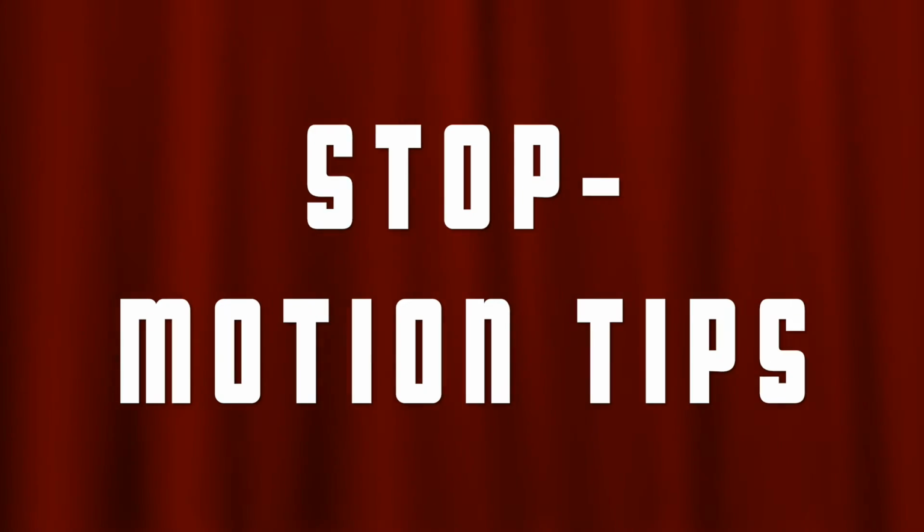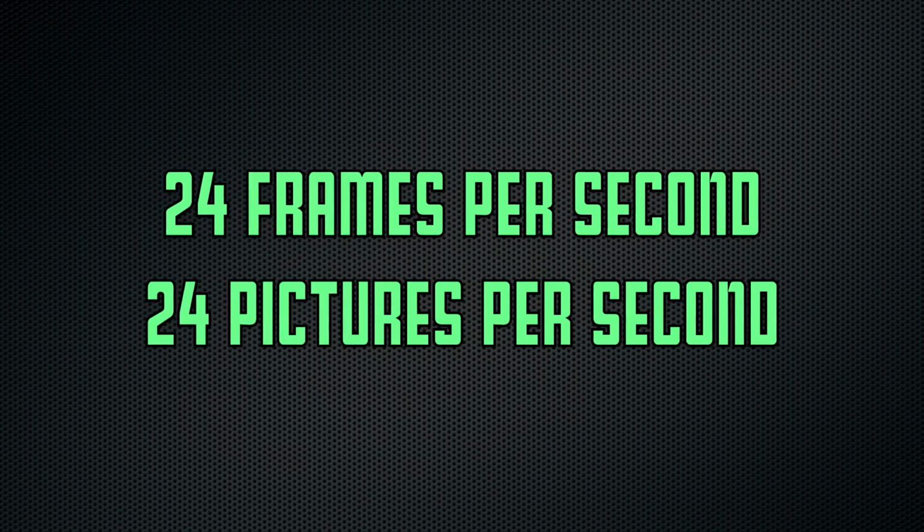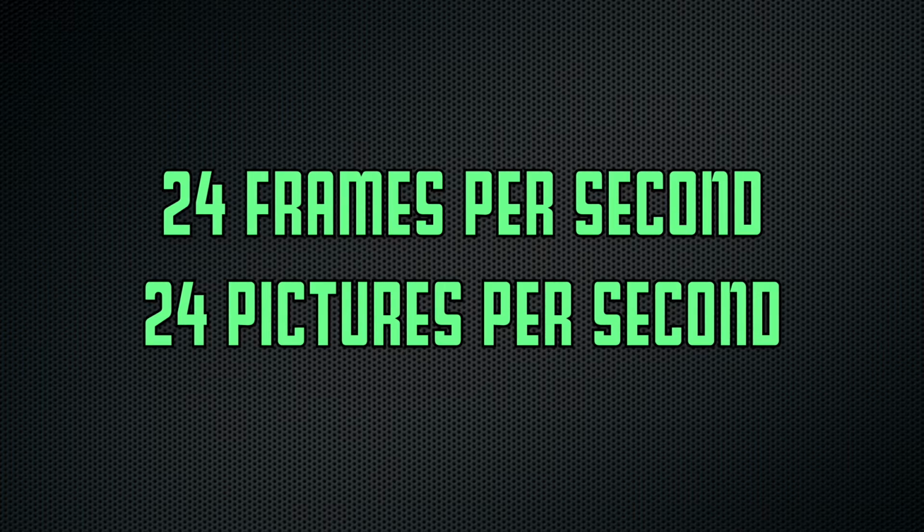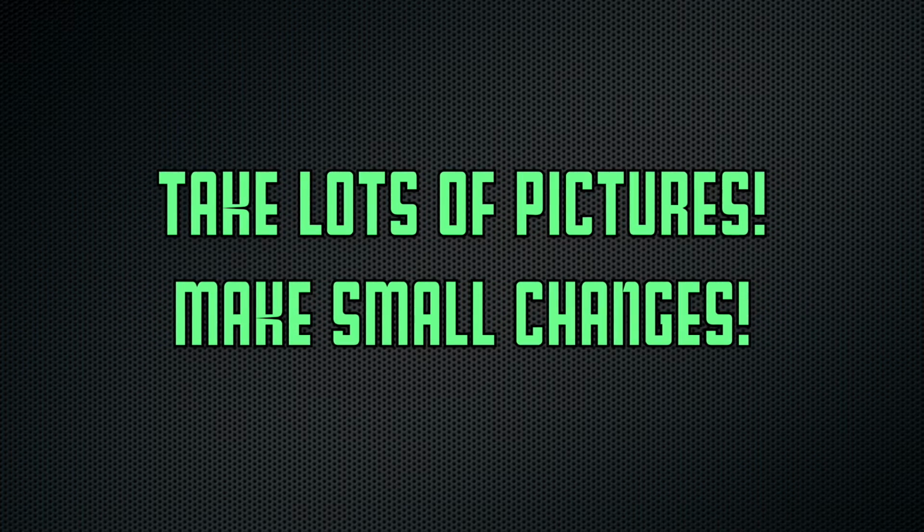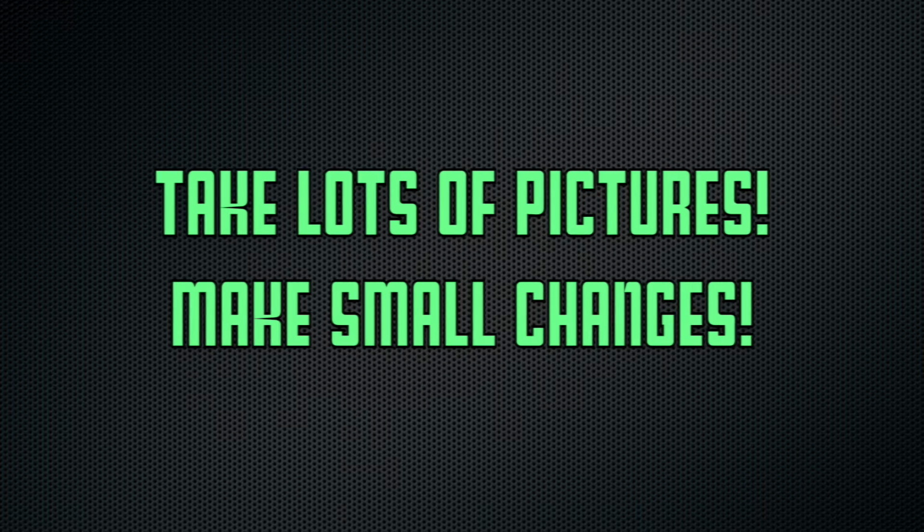Alright, welcome. This video will give you some tips on stop motion. So any movie that you watch that's animated takes 24 frames per second. That means there's 24 pictures for every second of the movie. So take lots of pictures and make just small changes.